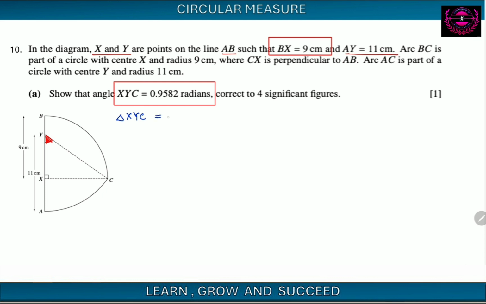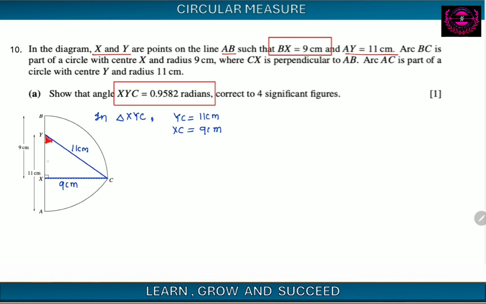In triangle XYC, we have YC equals to radius. YC is radius of the arc AC. So this is 11 centimeters. Also, XC is also radius of the circle, which is having radius 9 centimeter. So this is 9 centimeters. Therefore, XC equals to 9 centimeter.